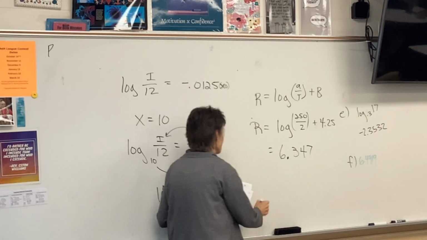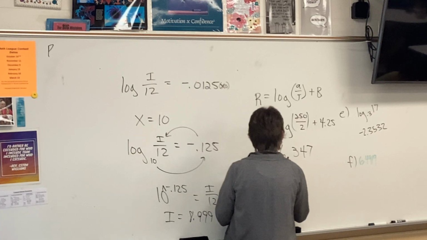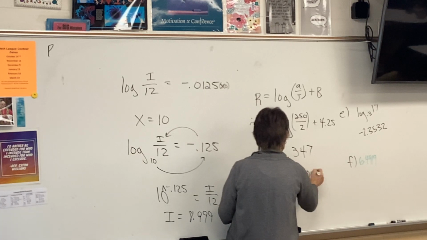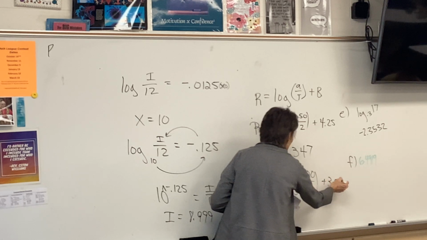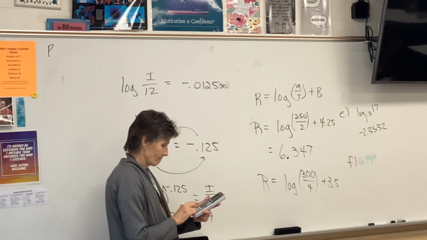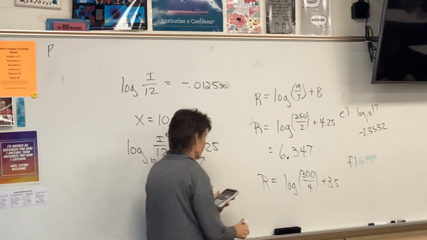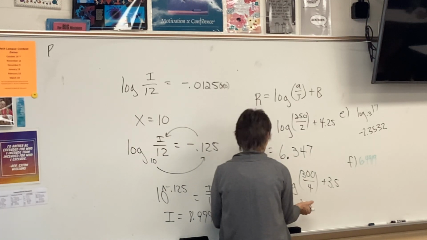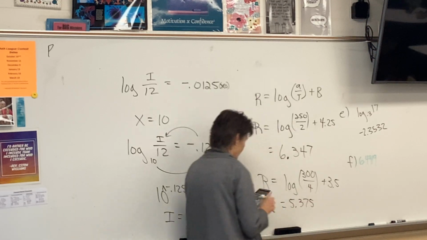And then B is the same thing, except they change the numbers. So it's the log of 300 over 4 plus 3.5. 5.375.